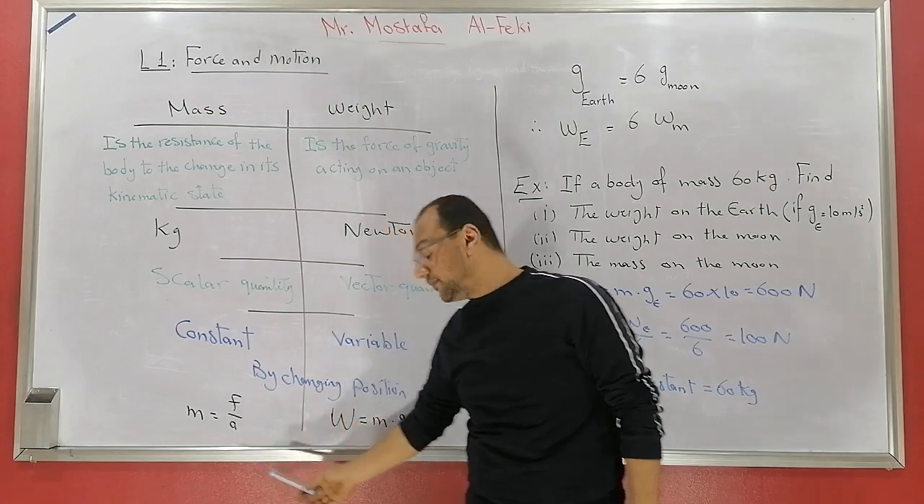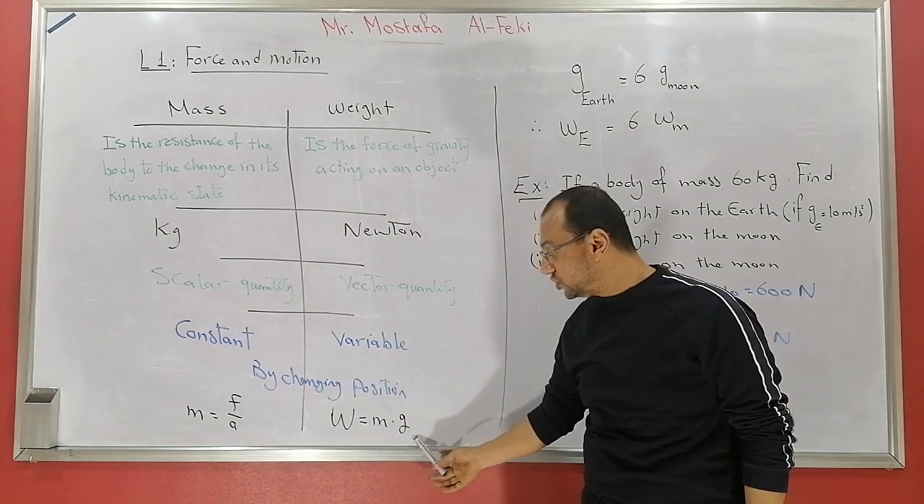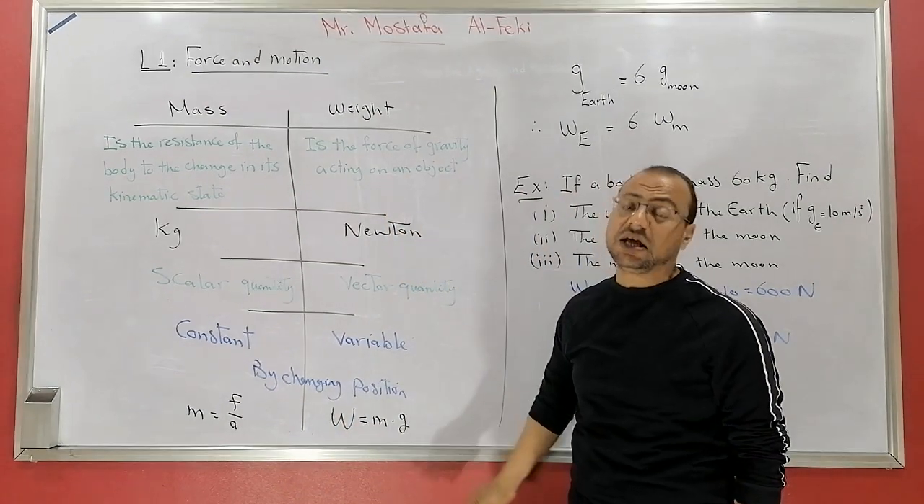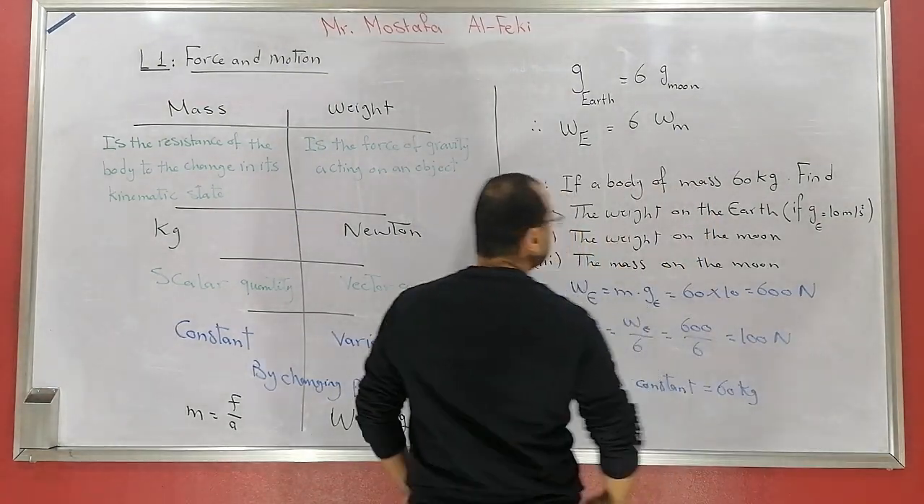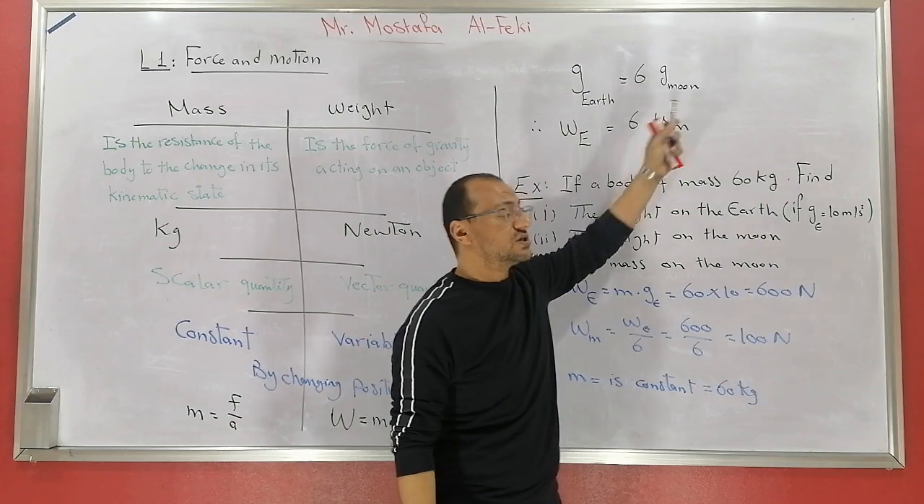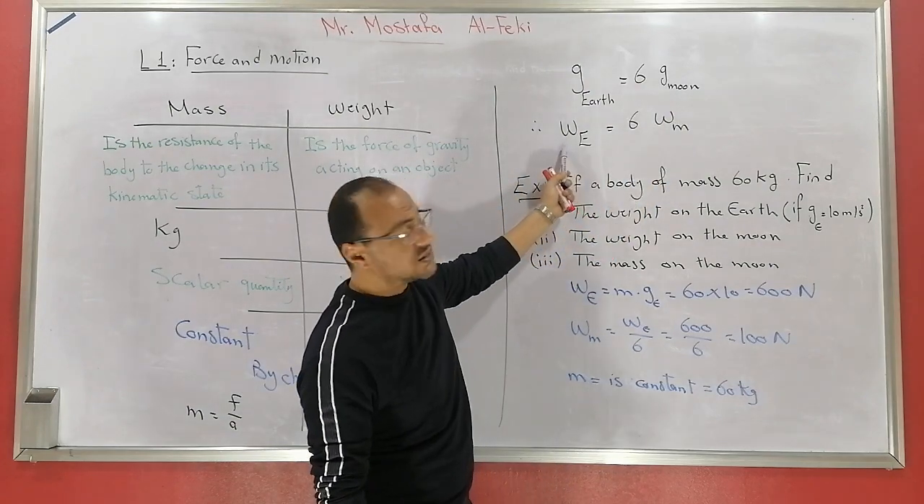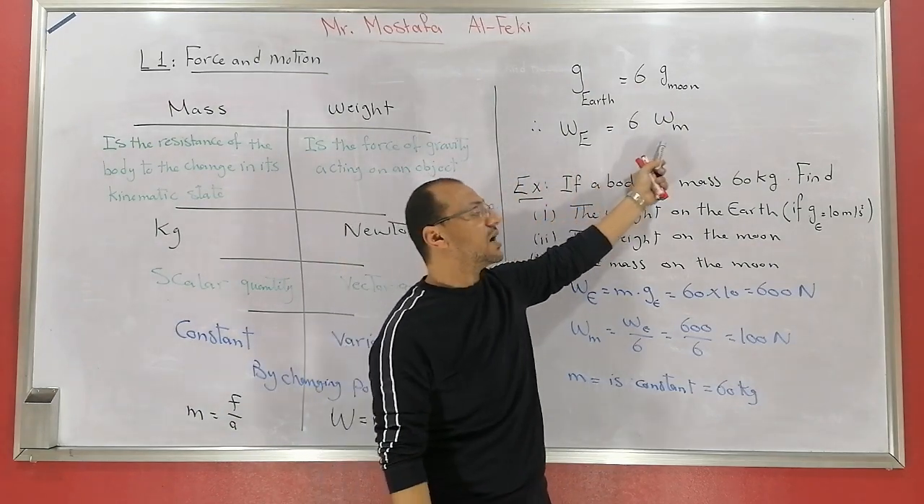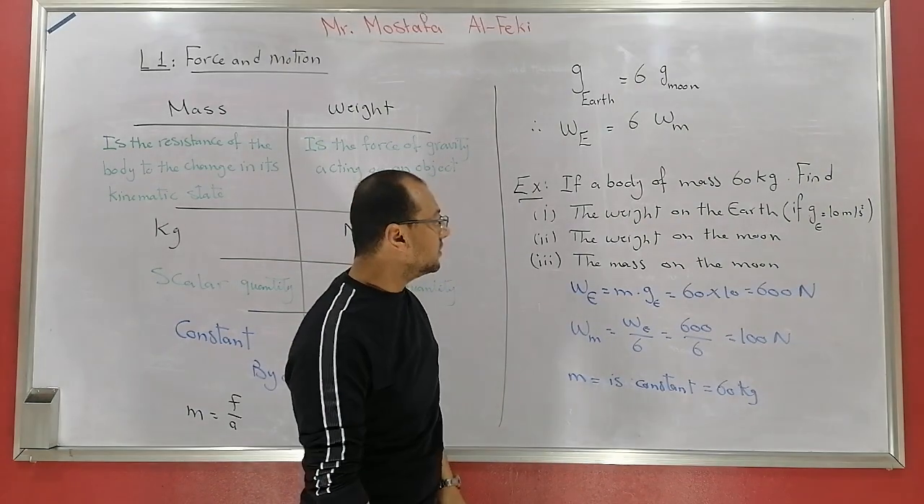Mass equals F over a, while weight equals m times g, mass times the gravity of the earth. Then, if the gravity of the earth equals 6 times the gravity on the surface of the moon, then the weight on the surface of the earth equals 6 times the weight on the surface of the moon.